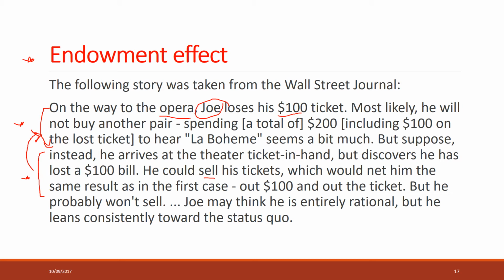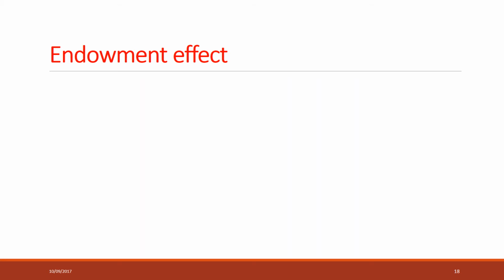So the example here shows us that people tend to stay with their status quo, meaning that if they lose the $100 note, they will still go to watch the opera anyway, whereas they could behave in a more rational way and sell the ticket, so that they minimize their losses. They will just be losing $100. So the endowment effect is the bias to maintain the status quo.